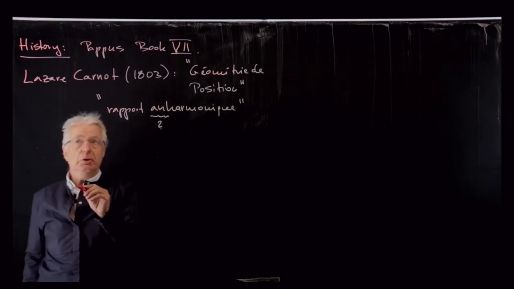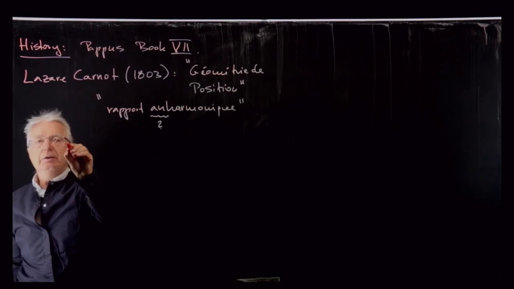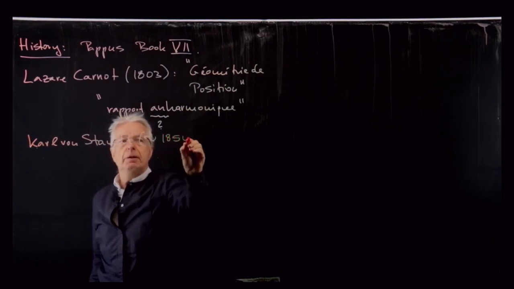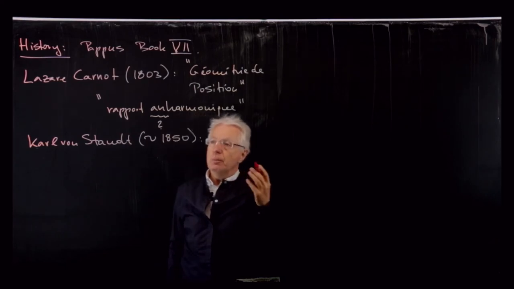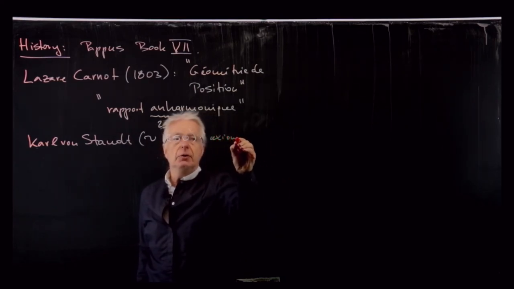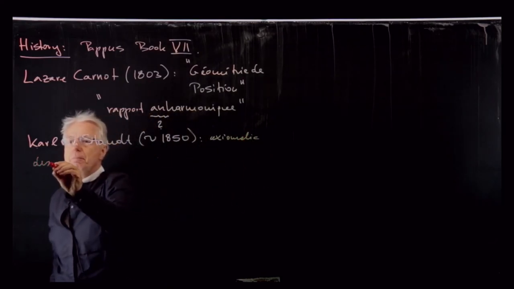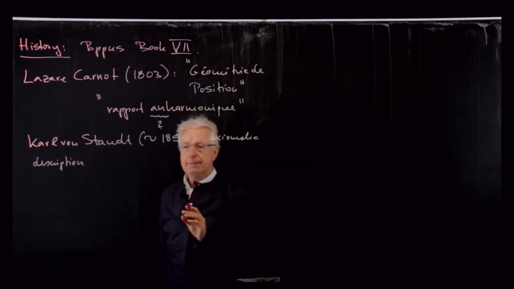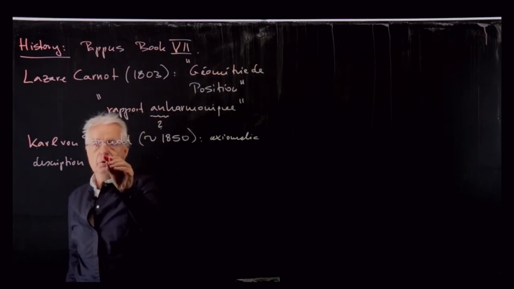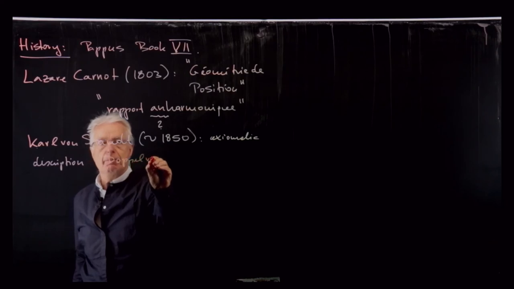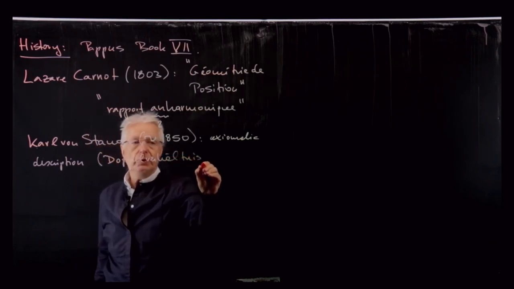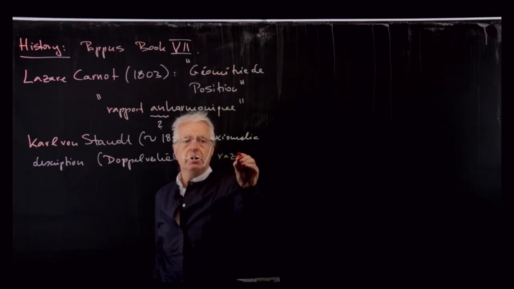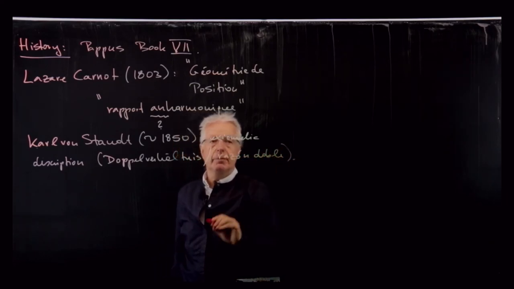And then in Germany, it was Karl von Staudt, around 1850, who kind of formalized axiomatically, an axiomatic description of cross ratios, so without using the lengths, just talking intrinsically. And so the name was Doppelverhältnis in German. And in Spanish, this is reflected by razón doble. Okay.